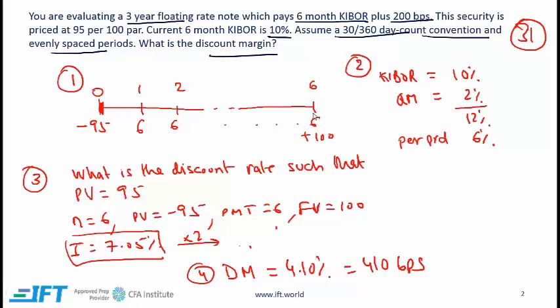Step 1 is to recognize the timeline, and we've already started doing that. At time 0, the price is minus 95, and we have 6 semi-annual periods.